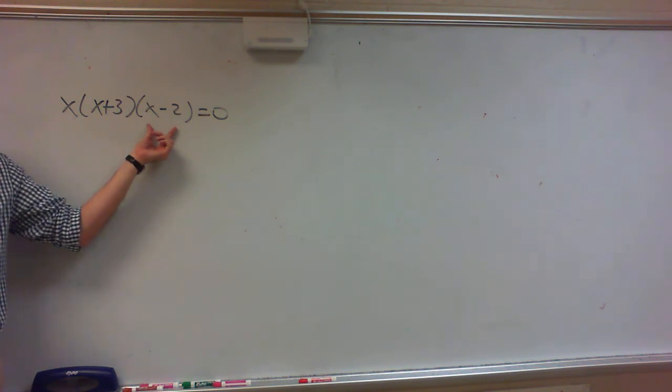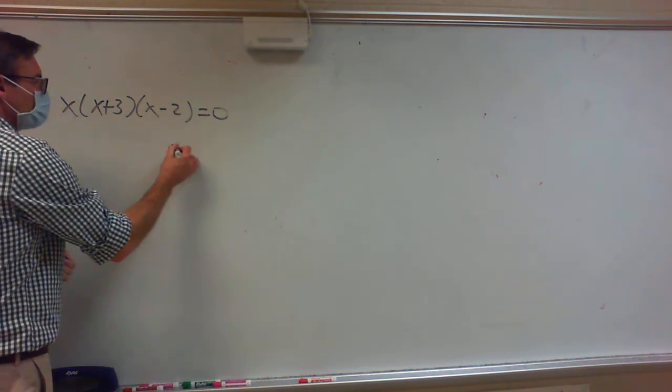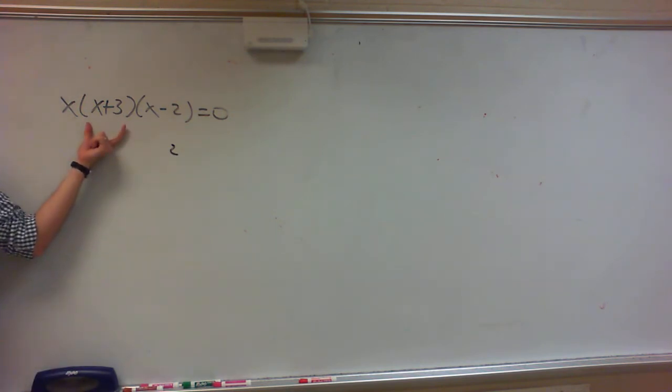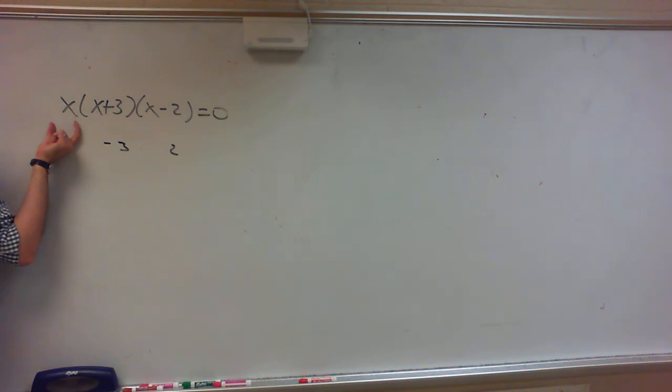What makes this 0? It's a 2. What makes this 0? -3, right? What makes this 0? 0, right? Some people are a little confused when you have an x on the outside.